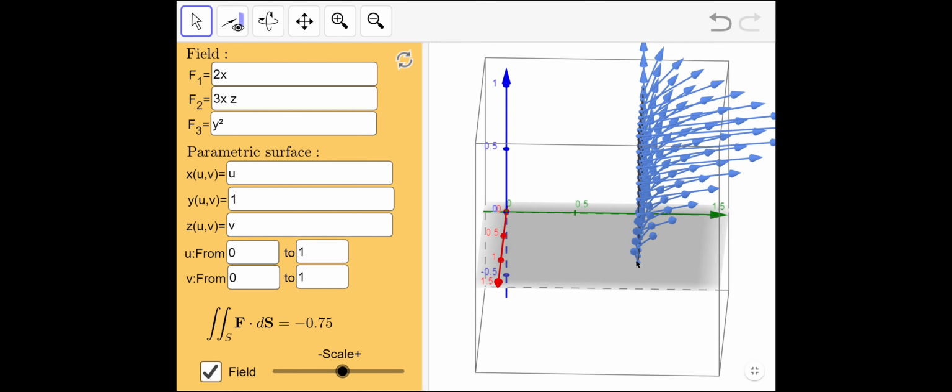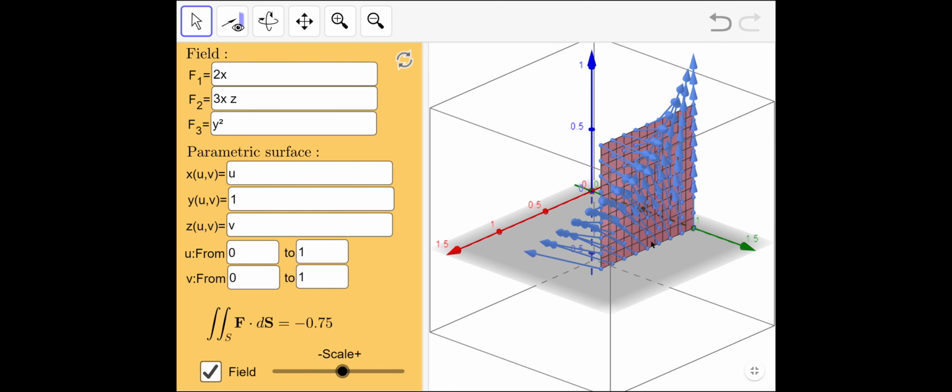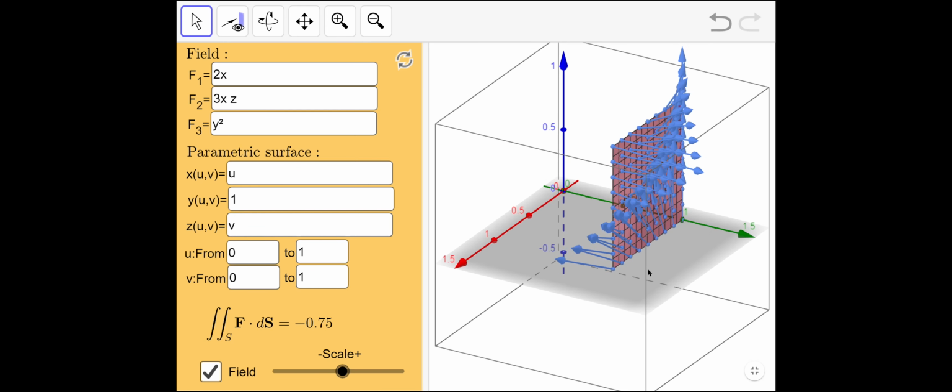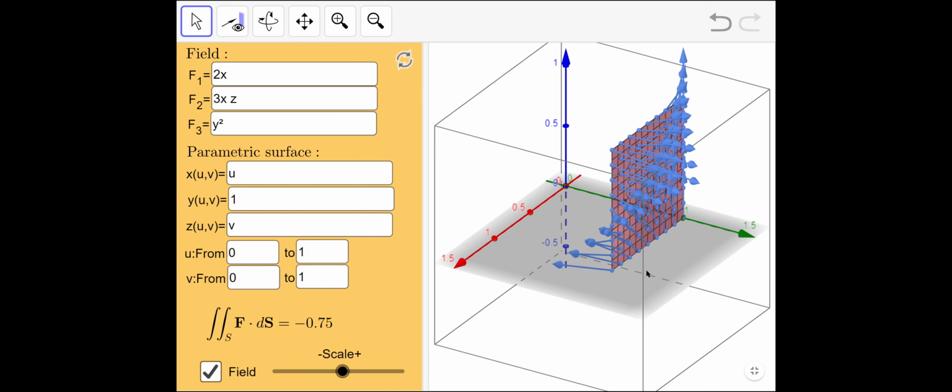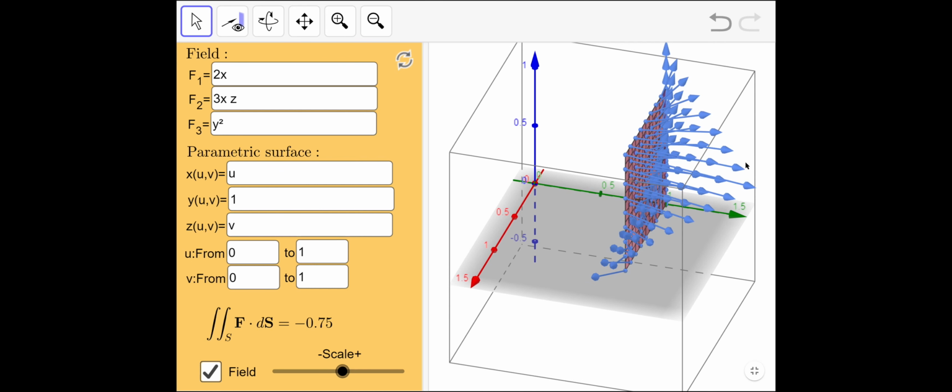The blue arrows here are the vectors, and this red surface is your truncated plane. So the red surface is S, and the blue arrows are your vector field. Now, what your surface integral is doing for you: you can think of the vectors as representing the velocity of fluid flow.